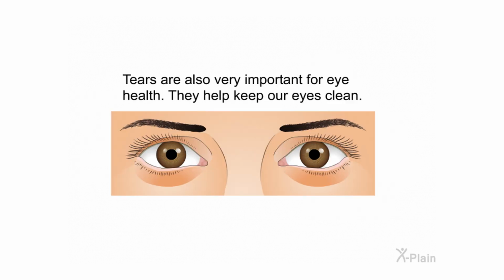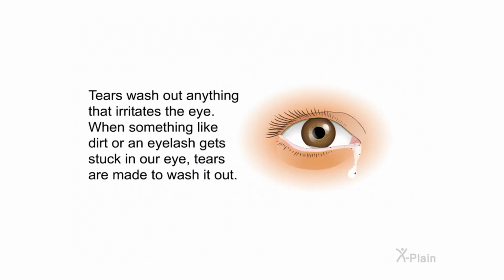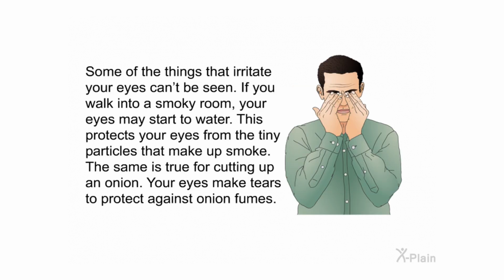Tears are also very important for eye health. They help keep our eyes clean. Tears wash out anything that irritates the eye. When something like dirt or an eyelash gets stuck in our eye, tears are made to wash it out. Some of the things that irritate your eyes can't be seen. If you walk into a smoky room, your eyes may start to water. This protects your eyes from the tiny particles that make up smoke. The same is true for cutting up an onion. Your eyes make tears to protect against onion fumes.